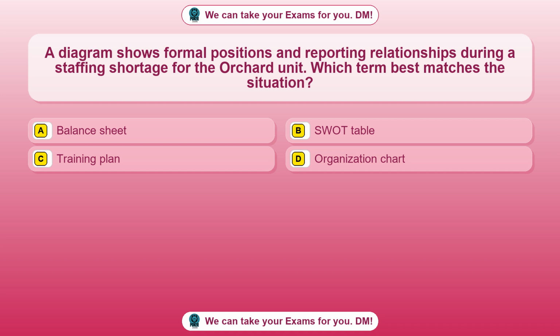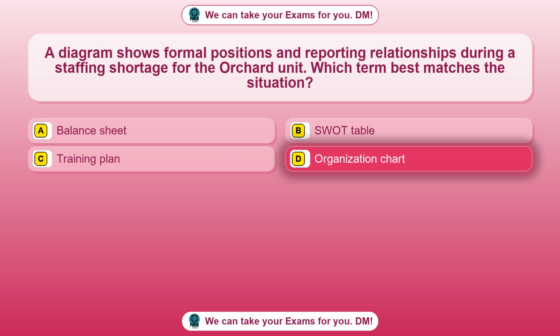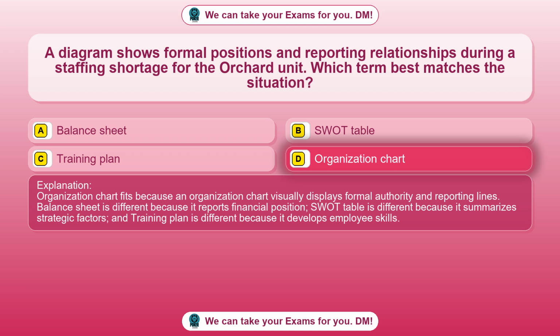Option B, SWOT table. Option C, training plan. Option D, organization chart. The correct answer is option D, organization chart. Organization chart fits because an organization chart visually displays formal authority and reporting lines.